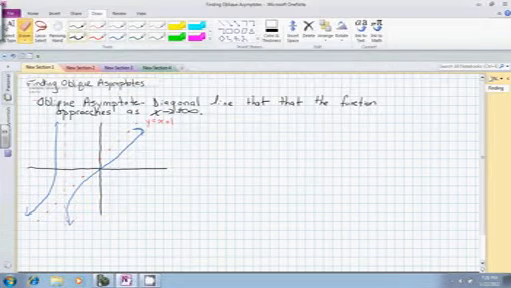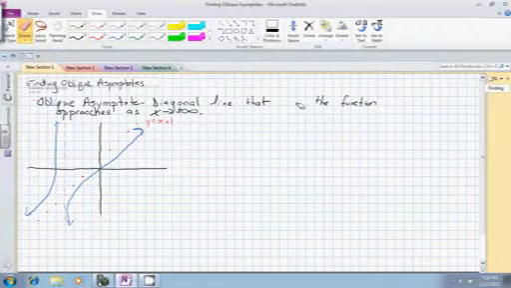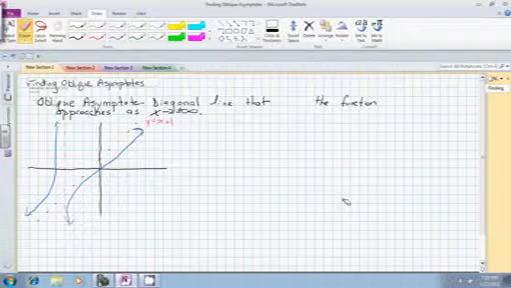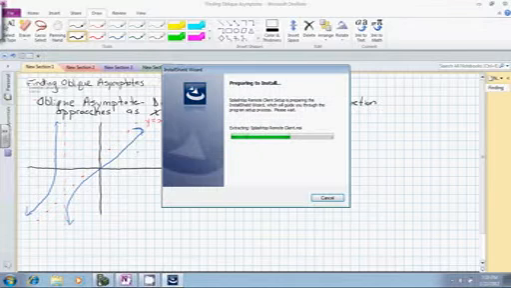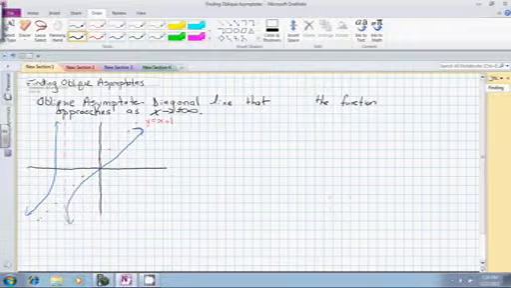Alright, today we're going to look at finding an oblique asymptote. An oblique asymptote is a diagonal line that the function approaches as x goes to positive or negative infinity. So, I've got a little sketch of a rational function here, and as you can see, this little dashed line in red represents the oblique asymptote, and that just so happens to be at y equals x plus 1.